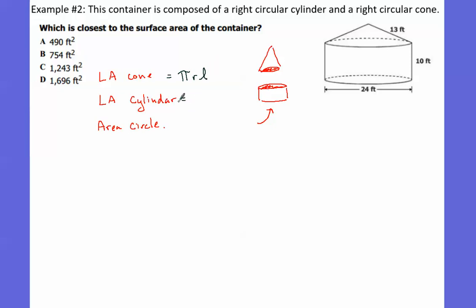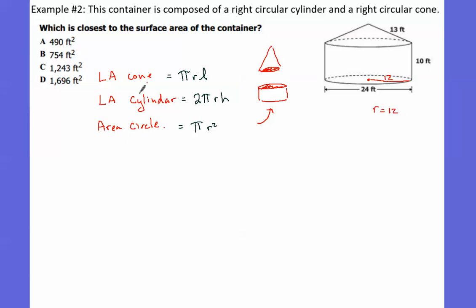The lateral area of the cylinder is going to be 2 pi r times h, and the area of the circle is going to equal pi radius squared. Well, the radius is involved in all of these. We need to know the radius for this figure. The radius is simply going to be half of the distance, and the radius here will be 12.